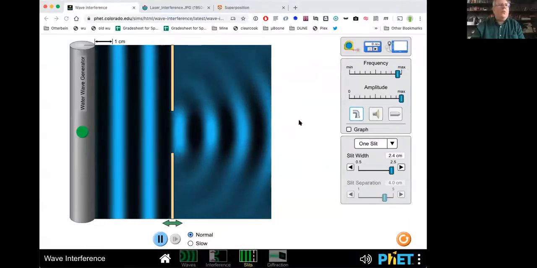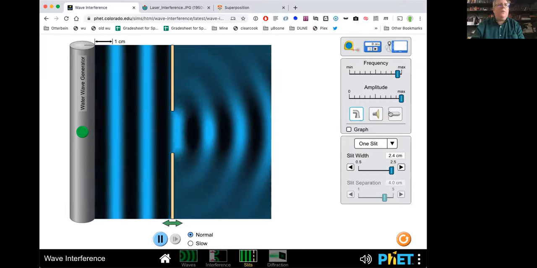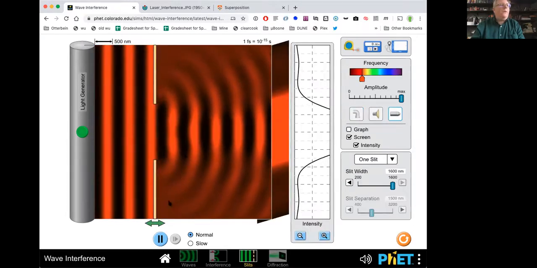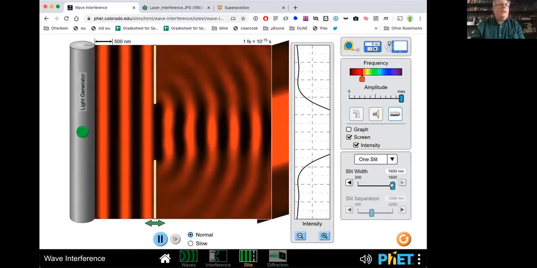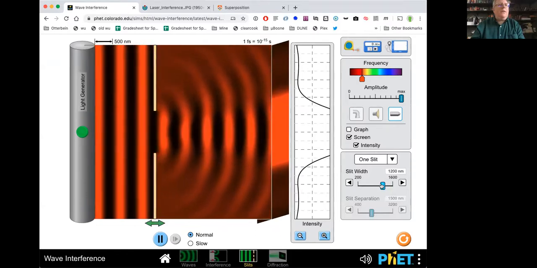I'm not going to tell you why this happens or go through the math of why this happens, but we can talk about it a little bit. So what I'm going to do here is change it from working with water waves to working with light. And I'll make it a pretty big slit. That's fine.